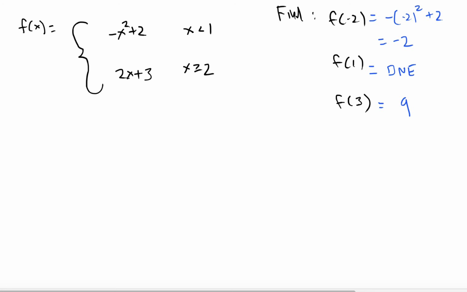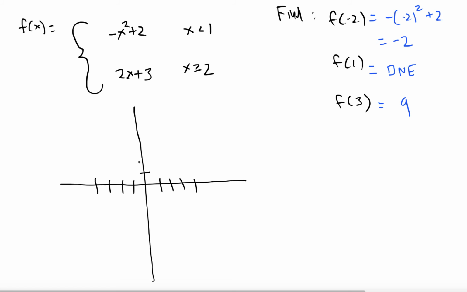Now what about the sketch here? Let's try to sketch this guy. We know the first piece is a quadratic function, negative x squared plus 2. So what can we conclude about this function? Well, it's shifted up 2 units. But the negative x squared tells us that it's going to be pretty much an upside down U, right? It's going to be the upside down U.